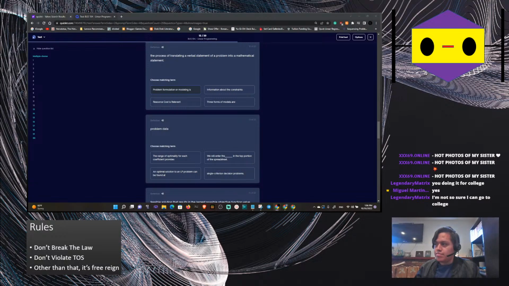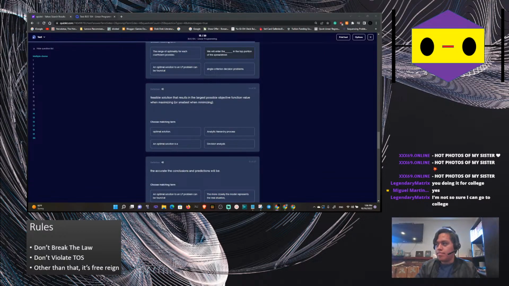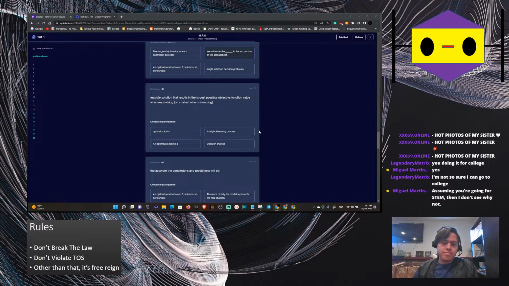What do you think it is? Is it B? Why? It is B, by the way. Feasible solutions that result in the largest possible objective function value when maximizing, or the smallest when minimizing, is the optimal solution. Okay.